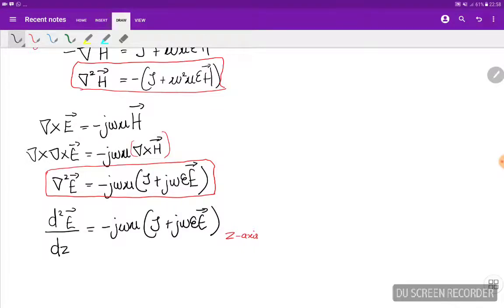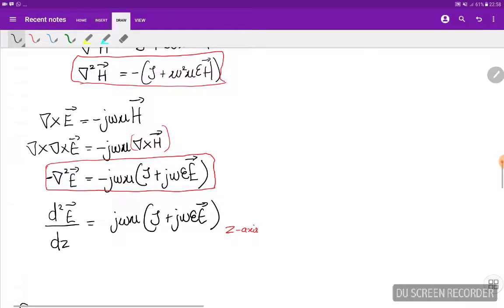Alright, continue from where we stopped. This is minus here. This is minus, then here will be plus. So there's no minus here. Okay, so the grad squared E over the z is equal to jωμ(σ + jωε)E.